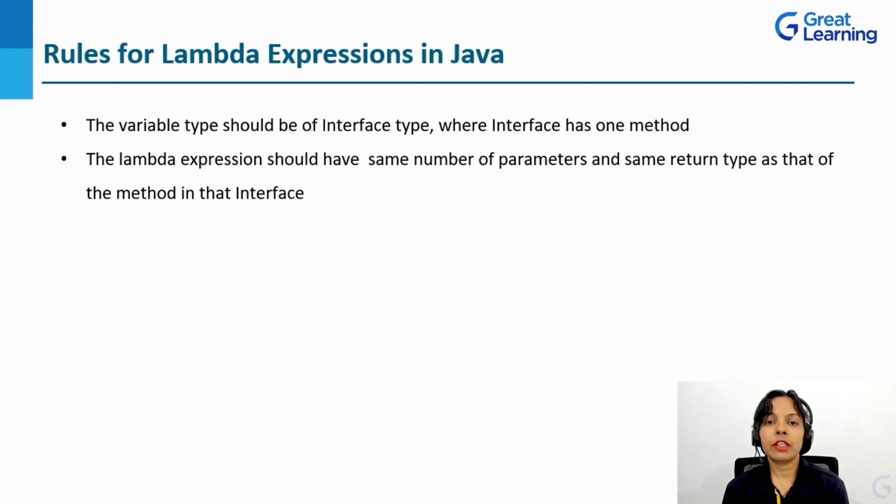Meaning, if I am referring to a functional interface which has one abstract method which has only one parameter passed to it, then while defining the Lambda expression for that, we should have only one parameter for the Lambda expression also. If the method defined inside the functional interface has two parameters, then the Lambda expression being written for that particular interface should have two parameters given to it. So that says your second rule. So these are the two rules which you have to remember before writing Lambda expressions in Java.